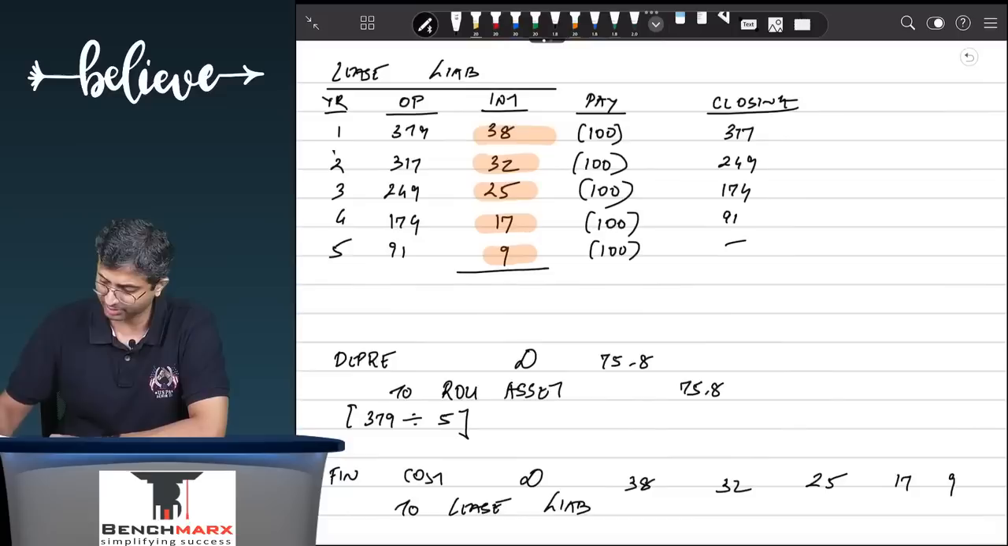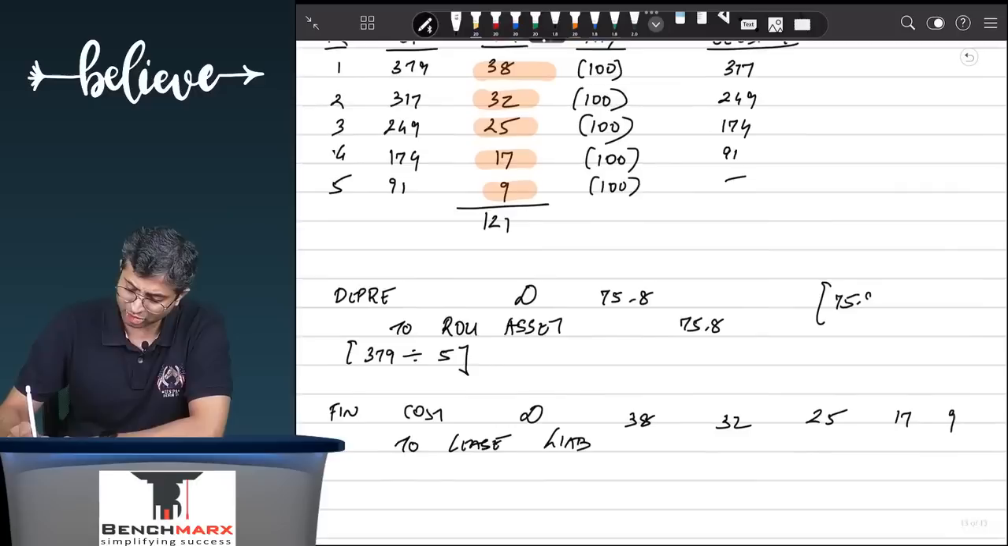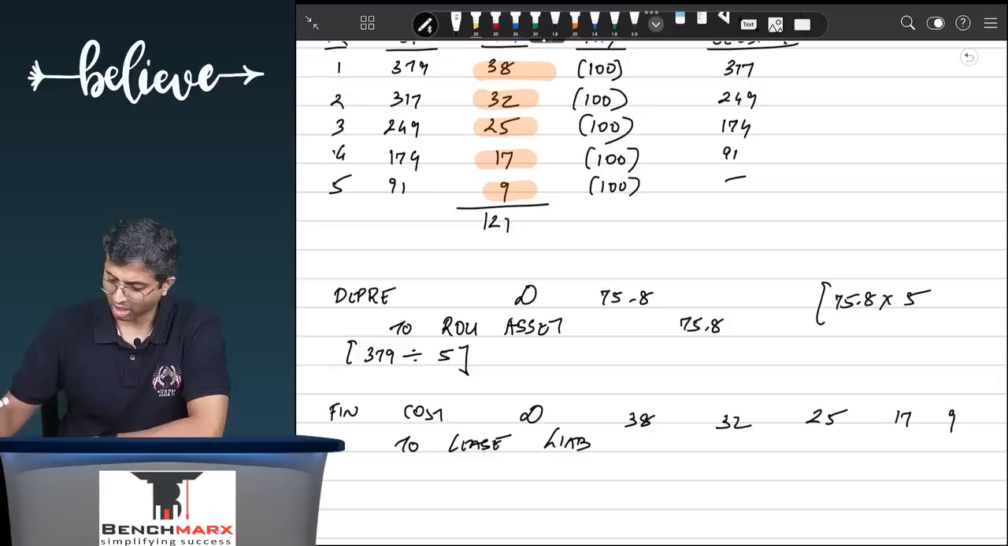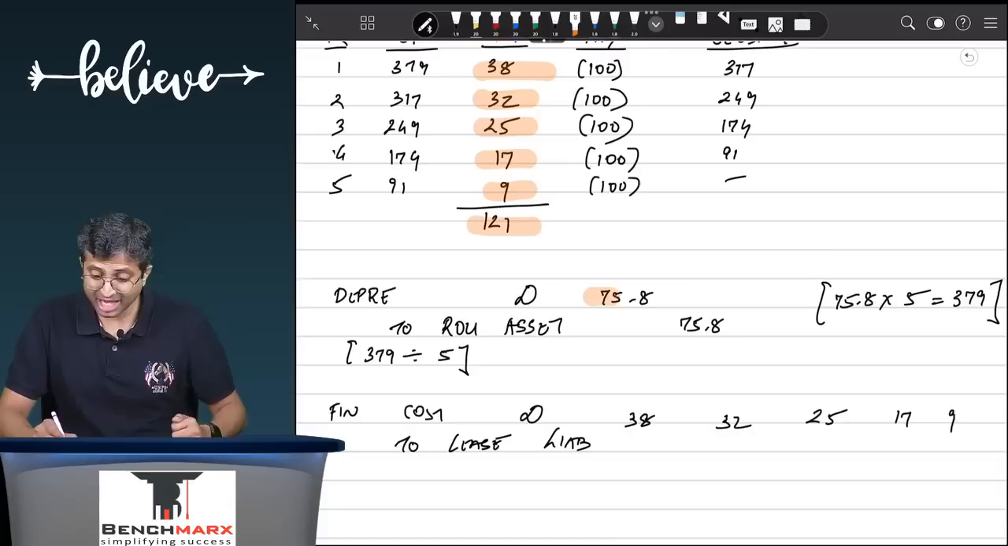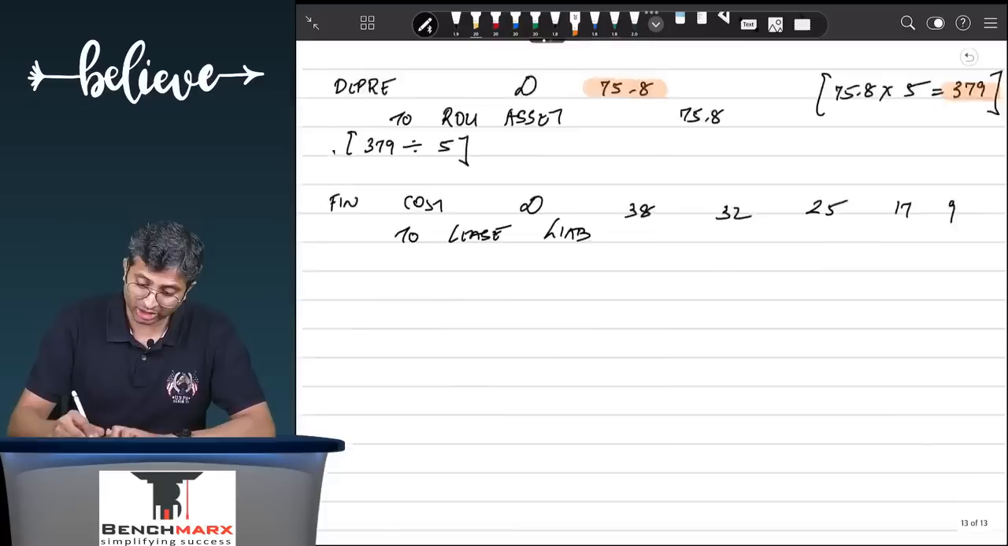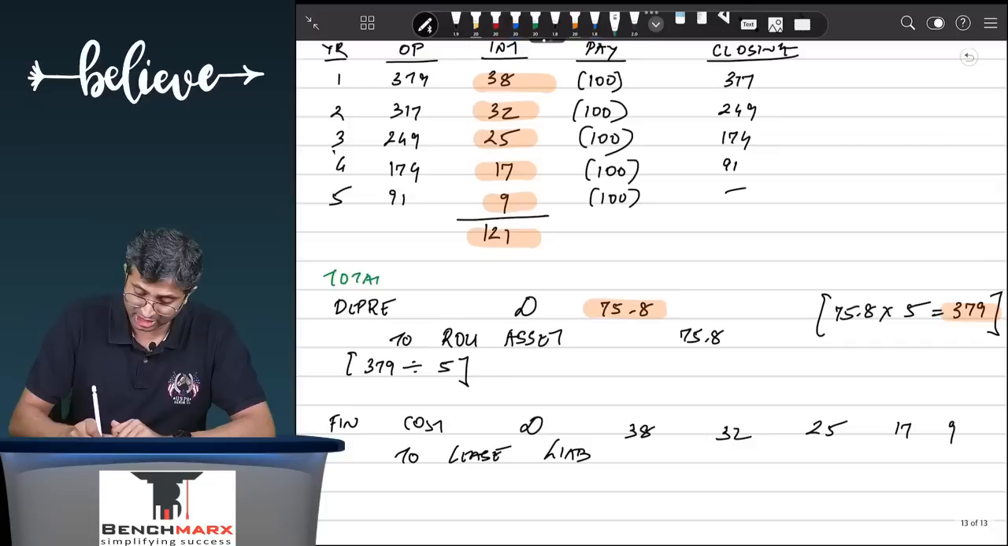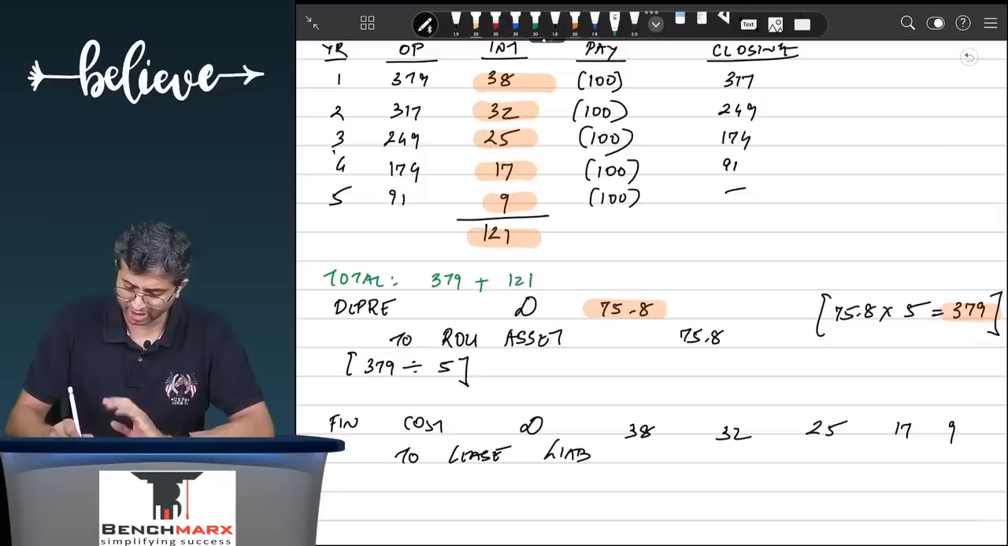And if I take the total depreciation of 75.8 into 5, this will come to around 379. So if I go to see at the end of the day, what goes in my P&L is interest amounting to 121 and depreciation amounting to 75.8, 5 times over, that is 379. So your total amount that goes into the profit and loss account, even under this method, is 379 plus, let us say, 121, assuming there was no initial direct cost, there was no other cost.